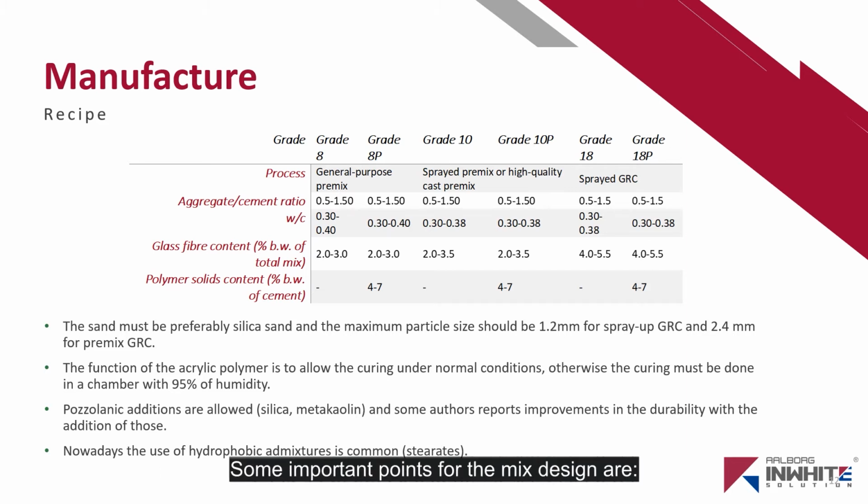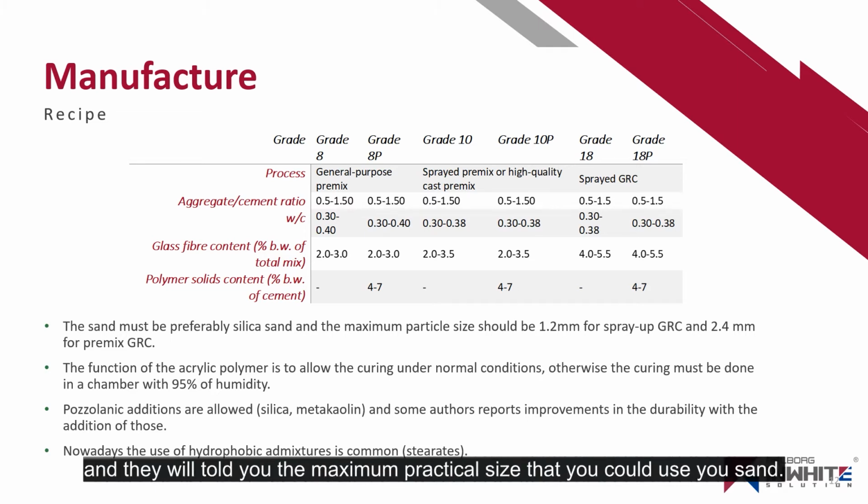Some important points for the mix design are: the sand must be preferably silica sand, and the maximum particle size should be around 1.2 millimeters for spray-up GRC and 2.4 millimeters for premix GRC. Please always check with the provider of the spraying machine, and they will tell you the maximum particle size that you could use in the sand.